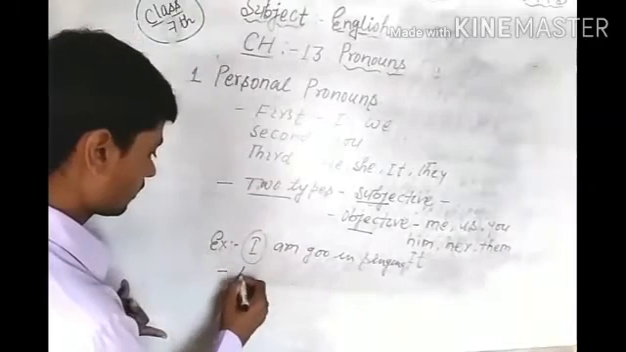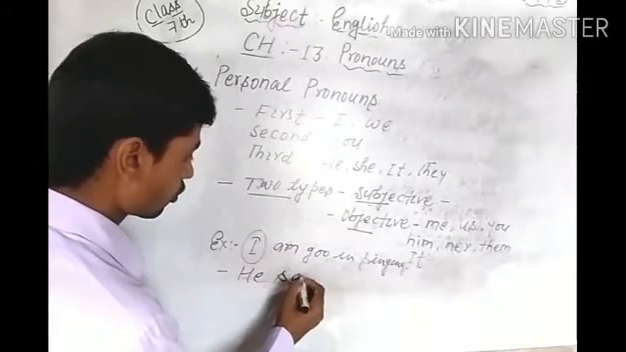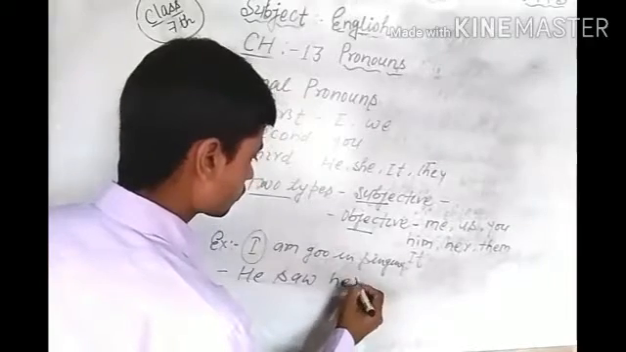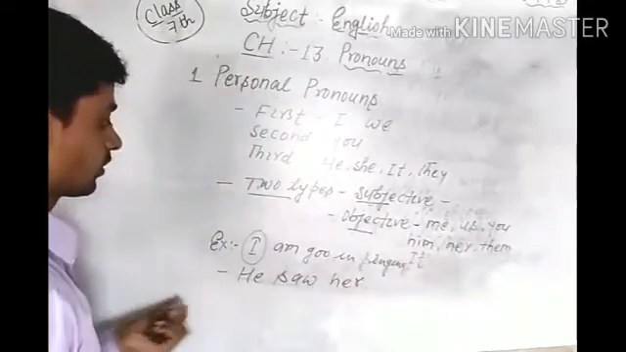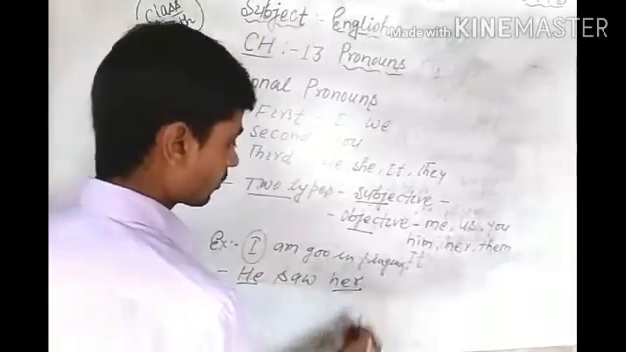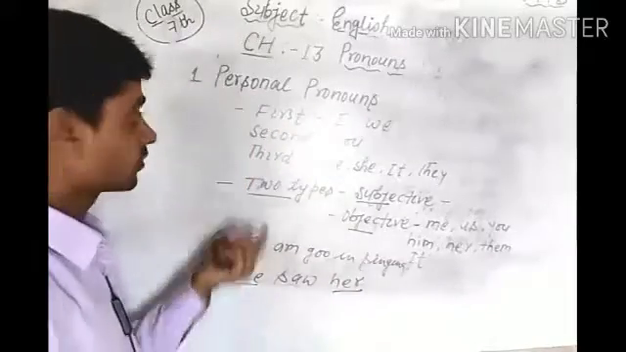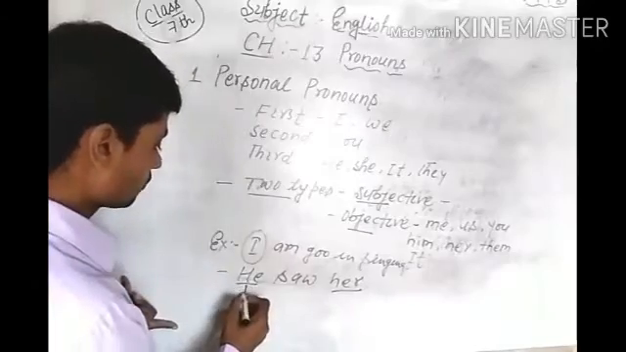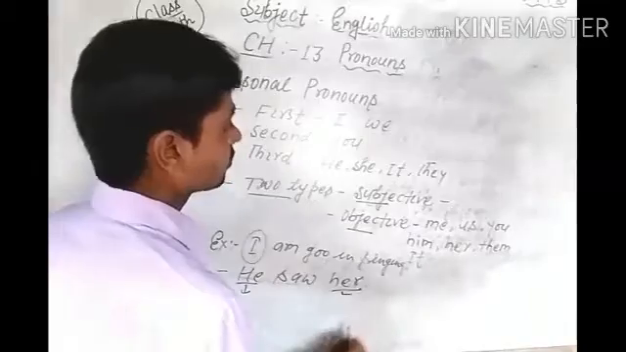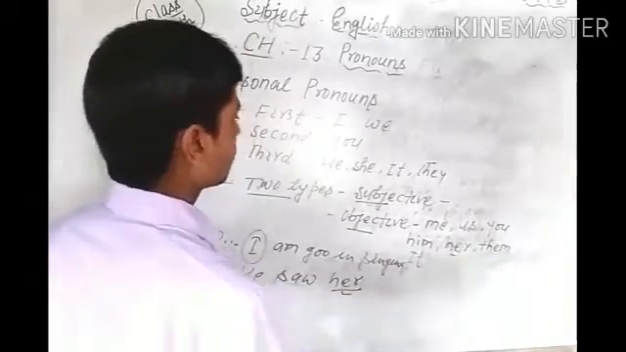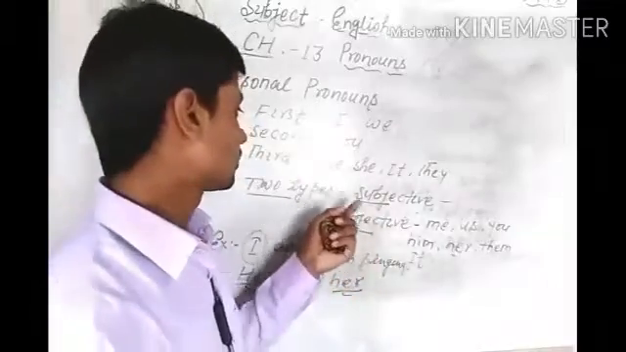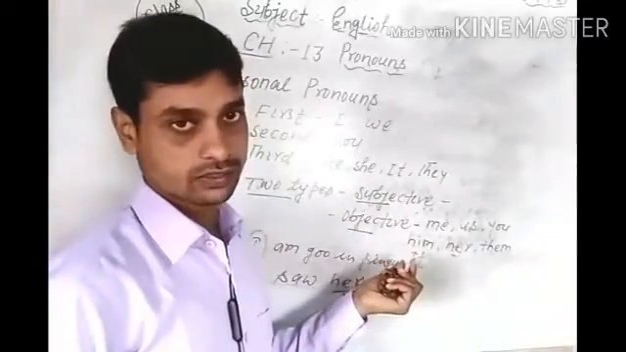You can understand: he saw her. In this sentence, what is the pronoun? He and her are both personal pronouns. He is used here as a subjective pronoun and her is used here as an objective pronoun. Okay students, so there are 2 types of personal pronouns, subjective and objective.